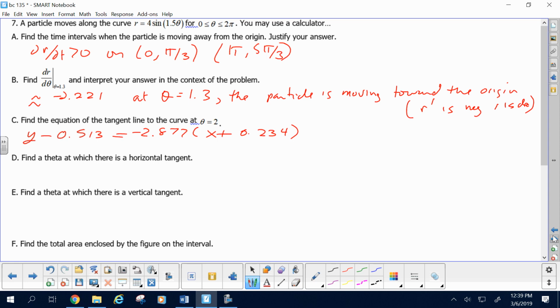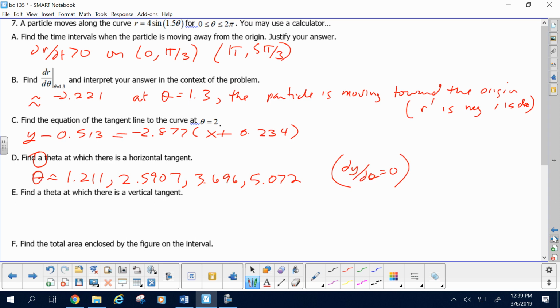Okay, how'd those go? The theta at which I had a horizontal tangent: it says find a theta. I saved you some time there because truthfully there are 4 thetas. If you have any of them, I am down. You did not have to find all of them. When you find a horizontal tangent, you want the top to be 0, which means dy/d theta is 0. Vertical tangent would be the denominator of the slope being 0, which means dx/d theta is 0.